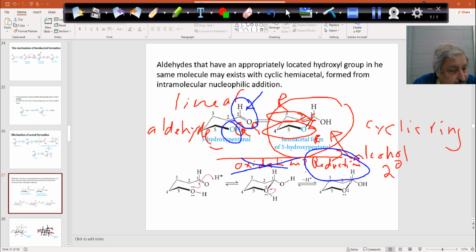Hydrogen, or the proton, is partially positive. So it cleaves itself and produces a secondary alcohol. This is an internal reduction by the molecule by itself, without interference. So we did not add anything. Some molecules will do that.